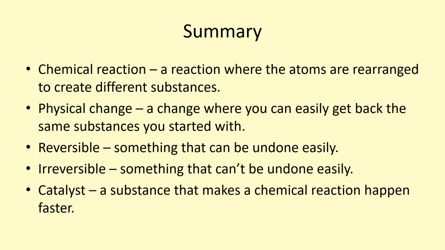Okay, here's your summary slide. Chemical reaction is a reaction where the atoms are rearranged to create different substances. A physical change is a change where you can easily get back the same substances you start with. Reversible is something that can be undone easily. Irreversible is something that cannot be undone easily. And a catalyst is a substance that makes a chemical reaction happen faster.